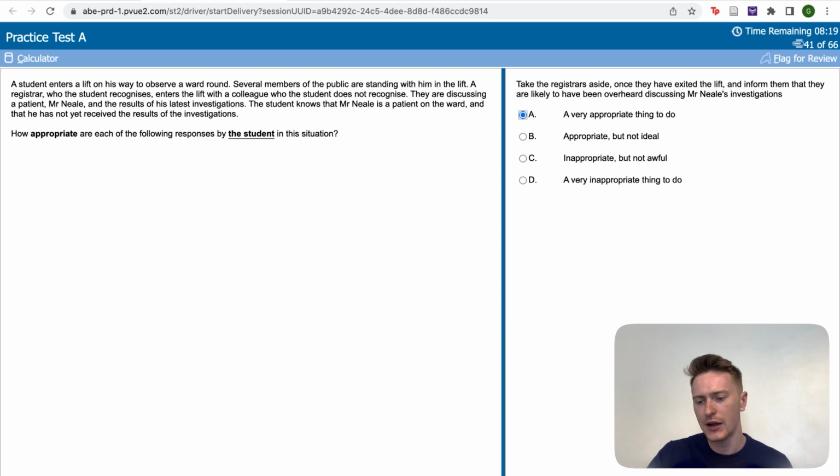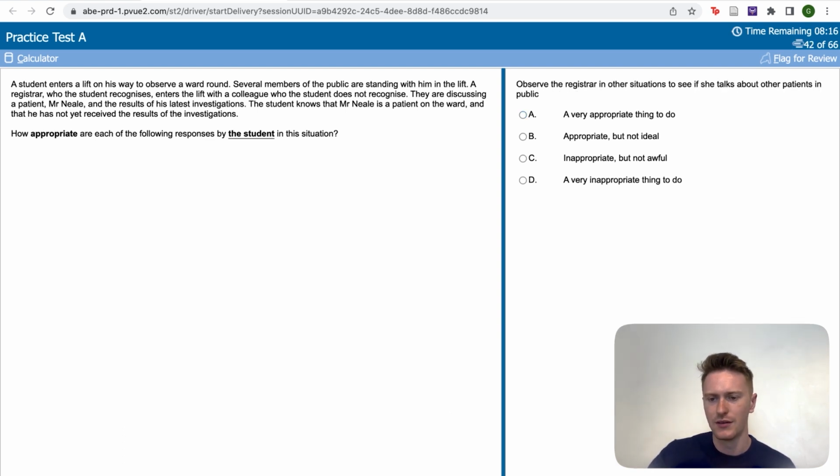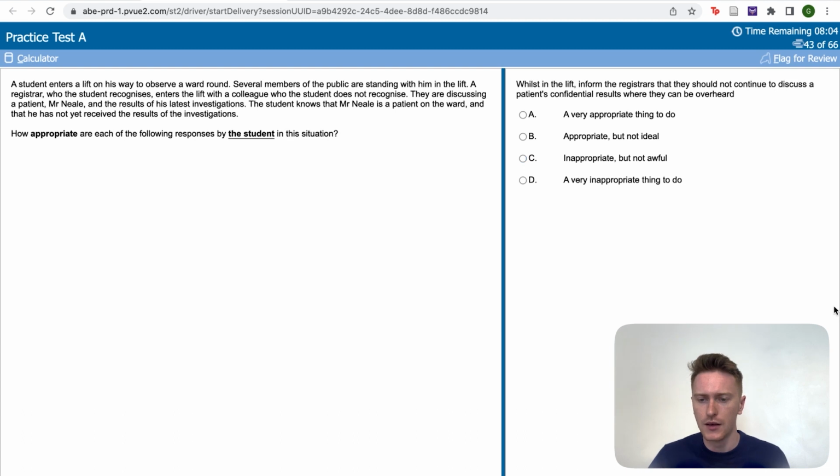These are very appropriate. You would clearly tell them. Observe the registrar in other situations. That's inappropriate, really. Like, you're not really dealing with it. That's the same as doing nothing, except it is a bit better because at least you're doing something. You're observing, but you're not really acting. So it's inappropriate, but not awful.